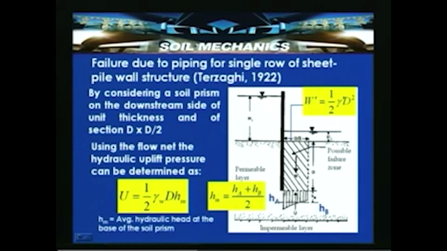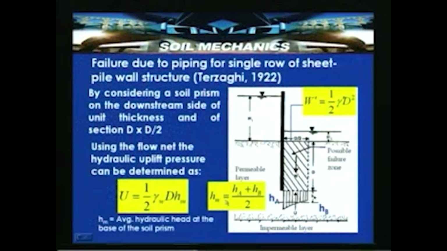Suppose points A and B exist, say A at the tip of the sheet pile wall, and B at a distance D by 2 from the sheet pile wall. The total head available at A is HA, and the total head available at B is HB. The average head, referred to as Hm or H average, is calculated by computing the total heads HA and HB. So that is given by Hm is equal to HA plus HB by 2. With that we can determine Hm.